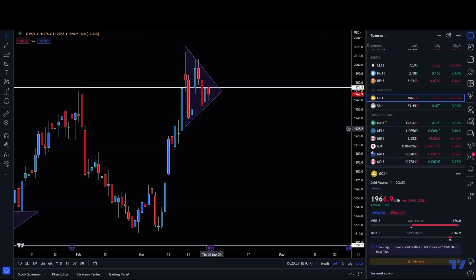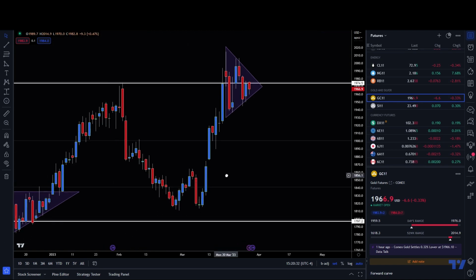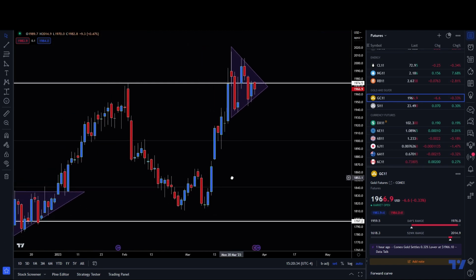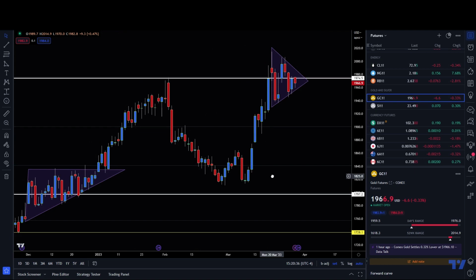So the last thing we need to go over is how do we trade them? It's great to know what they are, but if we don't know how to trade them, it's not going to help, right? So how you trade them is pretty simple.